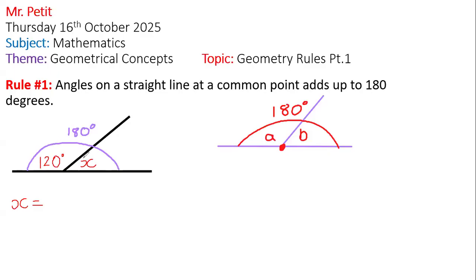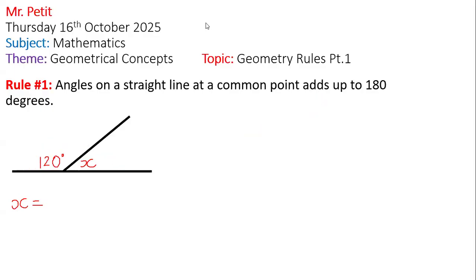So if we just want to figure out what X is, all we need to do is subtract, right? Let me erase everything. So all we have to do is subtract. So we say 180 degrees minus 120 degrees. Mind you, notice that they are at a common point. This is the common point, on a straight line, at a common point. Keyword, at a common point. So this is 180 degrees.